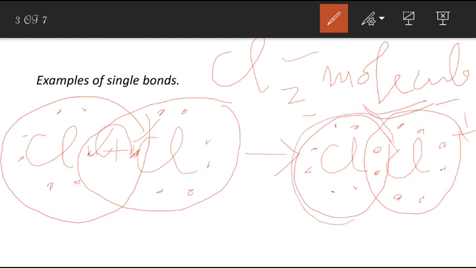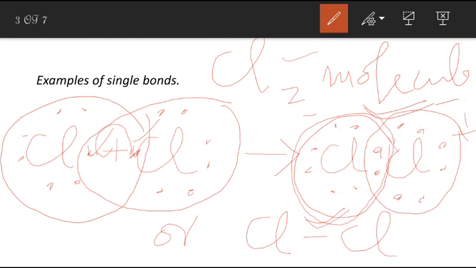In this circle there are how many electrons? 1, 2, 3, 4, 5, 6, 7 and 8. So 8 will be the electronic configuration of the chlorine atom after mutual sharing. In the same way, 1, 2, 3, 4, 5, 6, 7 and 8. So both the atoms shared electrons, or in this way, chlorine single bond chlorine.